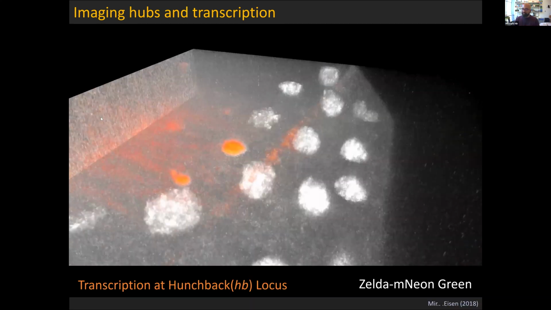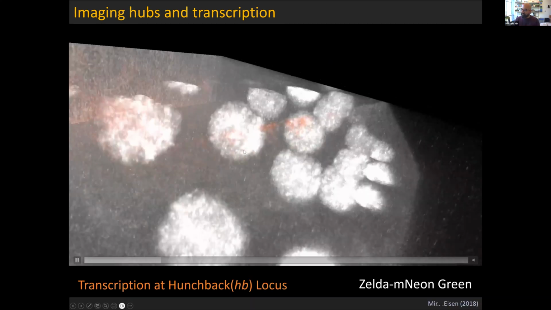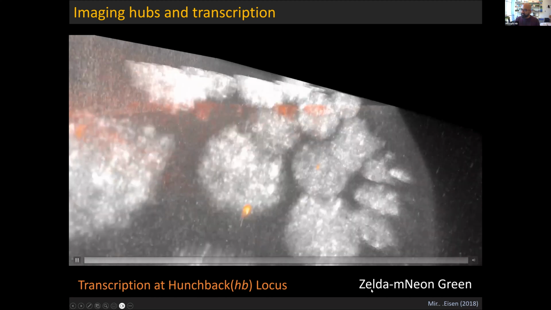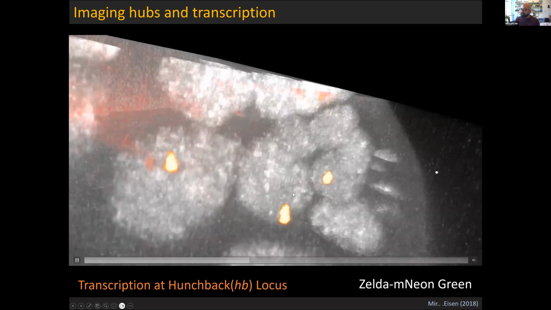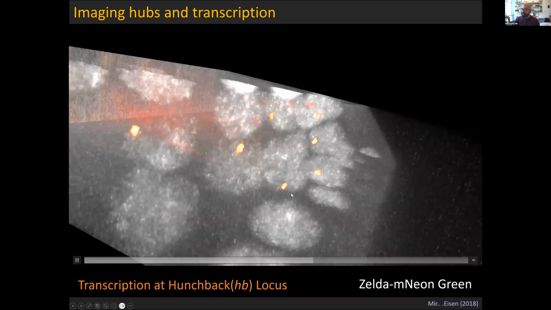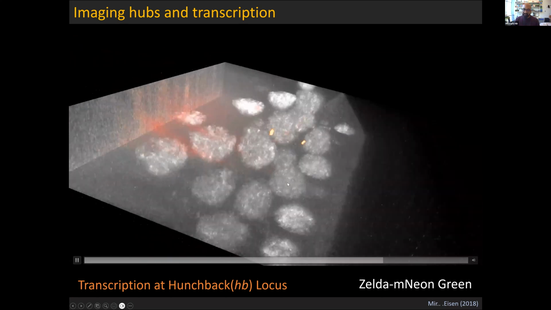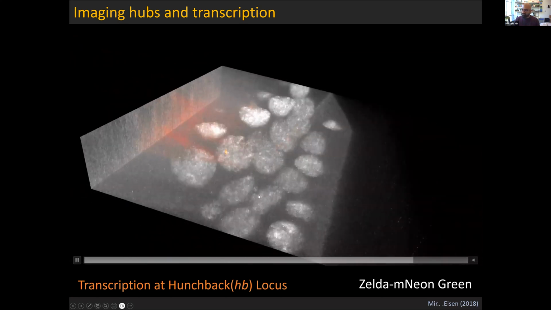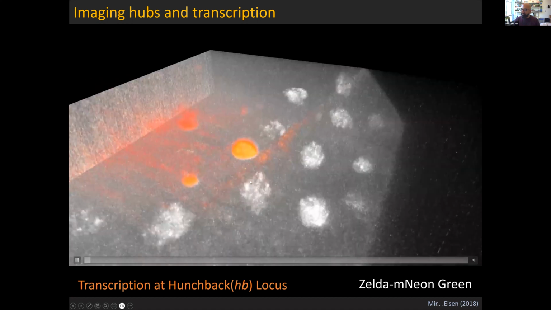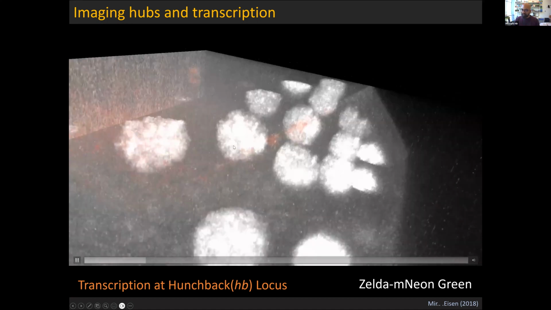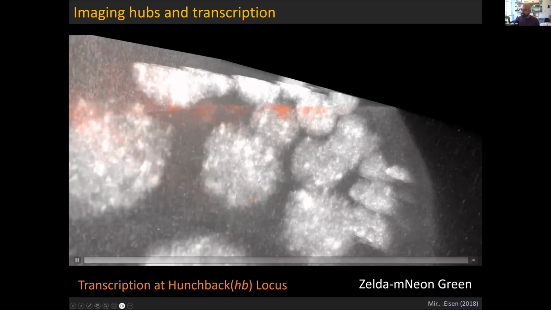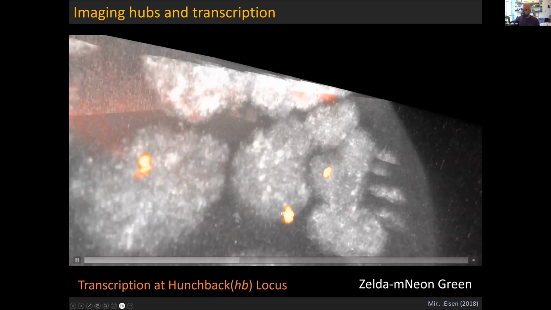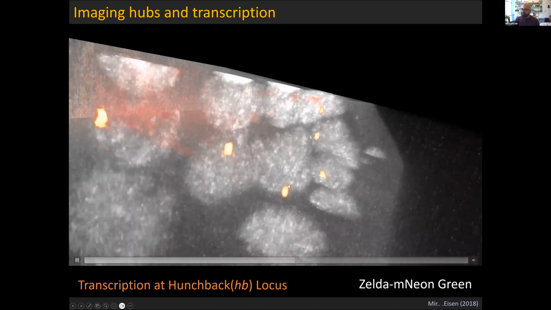And so these movies look like this, where in white, now you're again seeing the spatial distribution of Zelda. And in orange, you're actually seeing live transcriptional activity at one of Zelda and Bicoid's target genes called Hunchback. So again, here we were surprised that these hubs of proteins aren't stably interacting with these transcription sites.